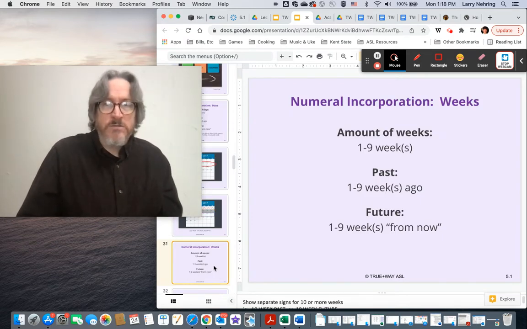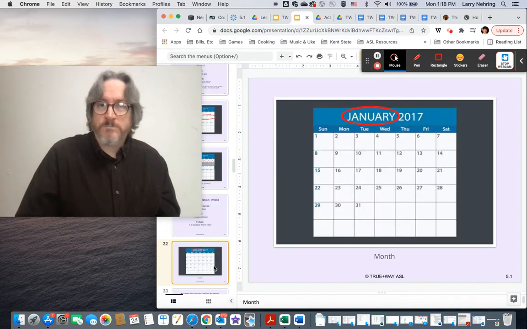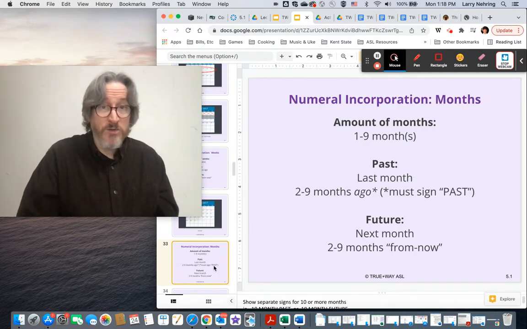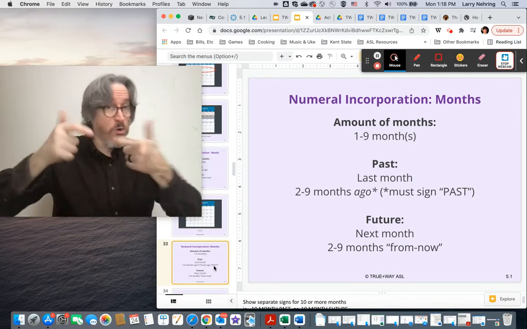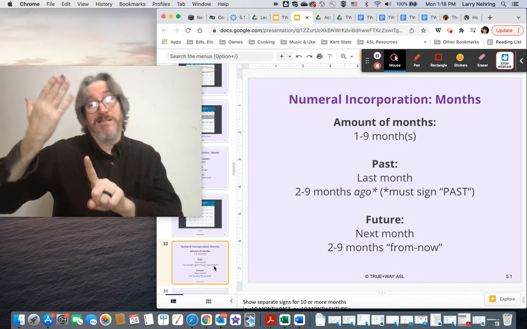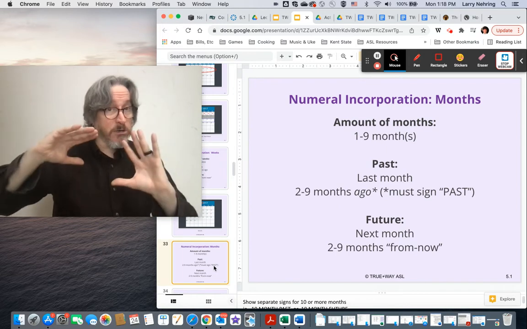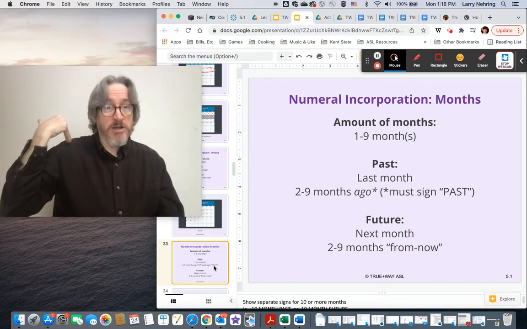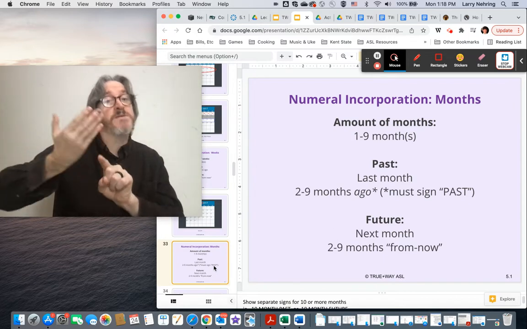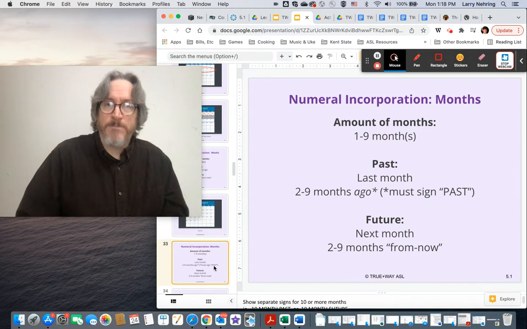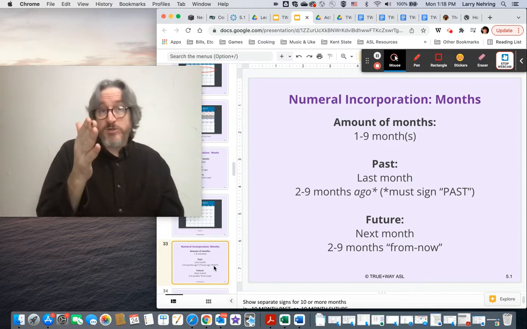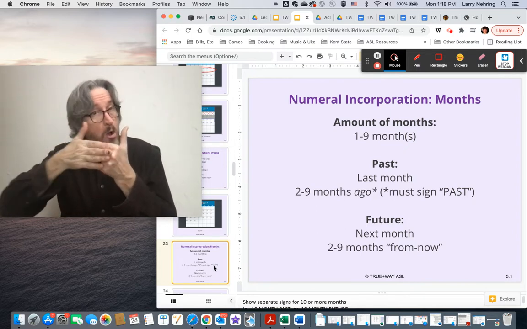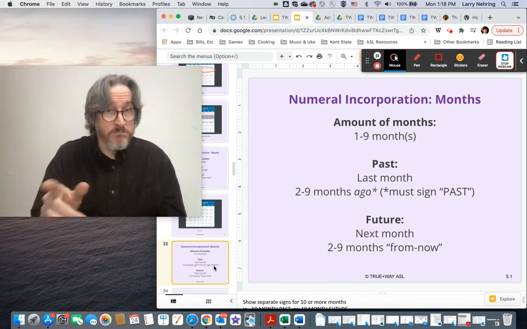Again, same things we did, incorporating the numbers 1 through 9. Month, we're going to do the same thing. 1 through 9, you can incorporate. Past month or month past, you can do it in either order. I find month past is clearer than past month because this is a big generic open term, and this is very specific. If you start with specific, it's clearer. And you can go 9 months past. Future tends to be duration, like from now on for 9 months, as opposed to in 9 months, if that makes sense.